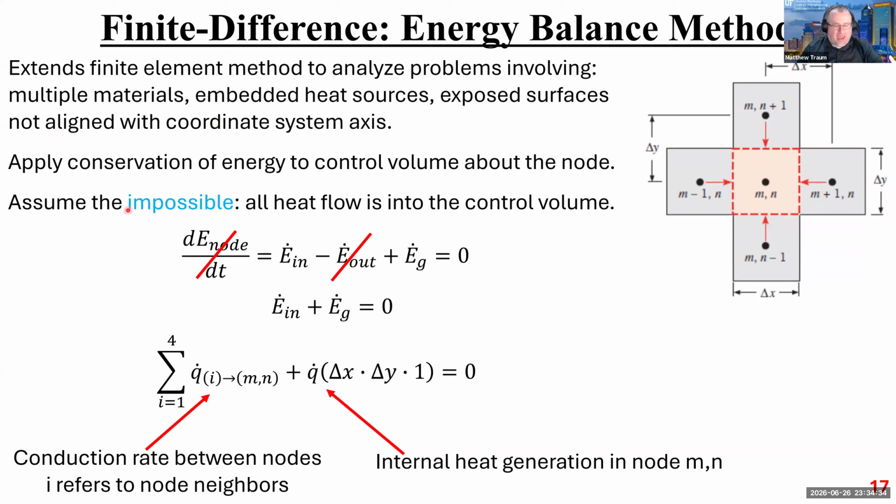In order to make the math work out in a way that's sensible, we're going to assume something that's going to feel kind of icky because it's impossible, which is that we're going to force all the heat flow into the control volume, right? So what does that mean? That means that if I look at the 4 surrounding nodes, I'm going to write the equation with the underlying assumption that each one of these is delivering heat from itself to this central node.